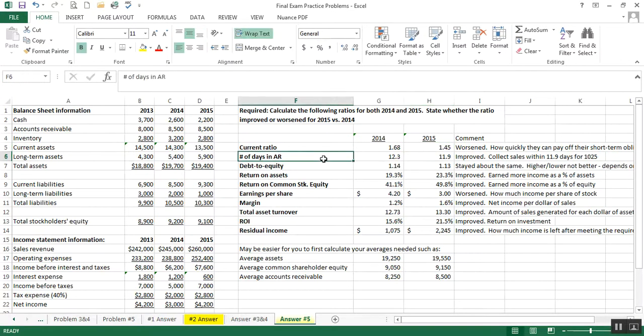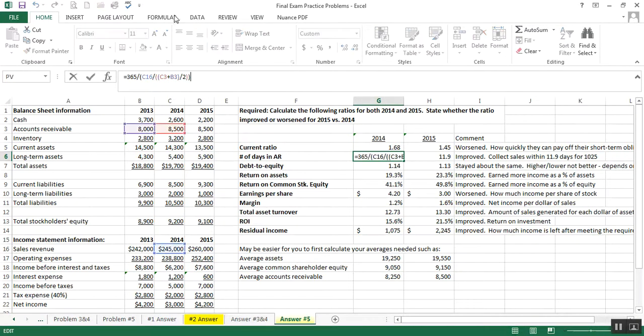Now let's look at the days in AR. First, we need to calculate the accounts receivable turnover. Here, I'm actually calculating the average right here, but instead of calculating the average here, I also could have just grabbed my average accounts receivable from here. So it's going to be my AR turnover, which is my sales divided by my average accounts receivable. That's this parentheses here. Then the number of days in the period is 365, so I'm going to take that divided by my AR turnover, which gives me 12.3 days.